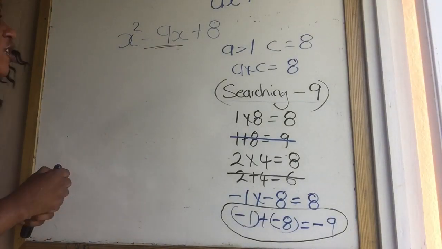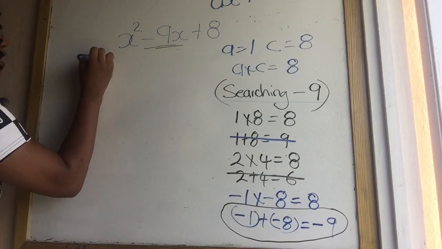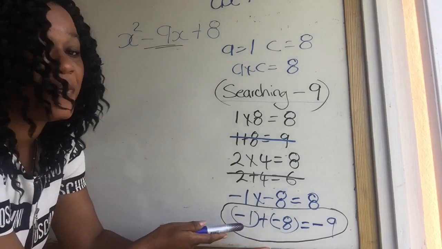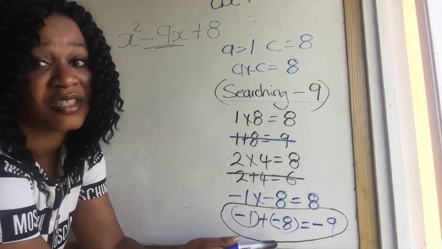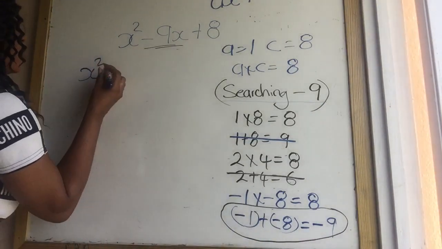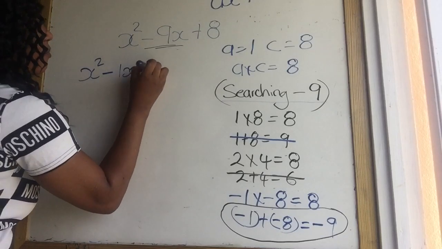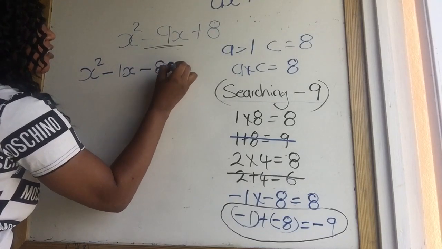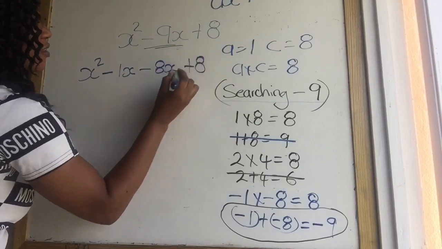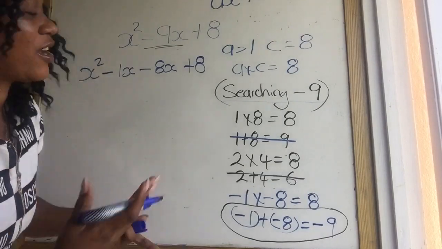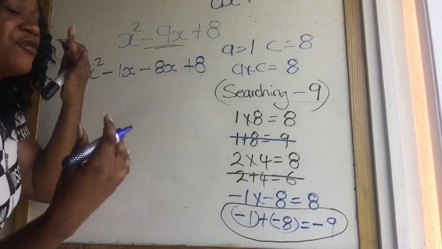We are going to write back our x squared. But instead of writing back minus 9x, we are going to replace it with minus 1 and minus 8. So we can just put minus 1x, and minus 8x plus 8. In the future, we would normally say x, but you can write 1x just to remember.